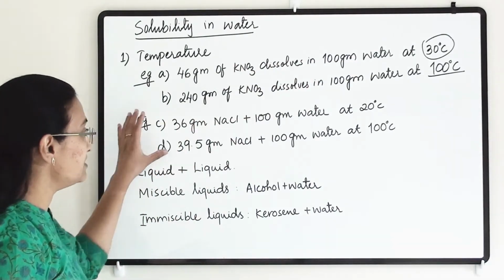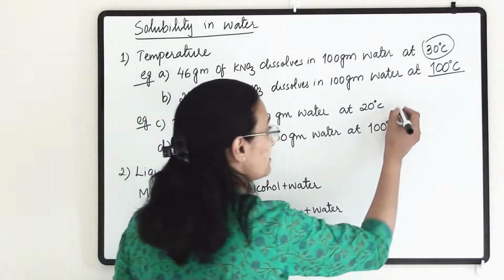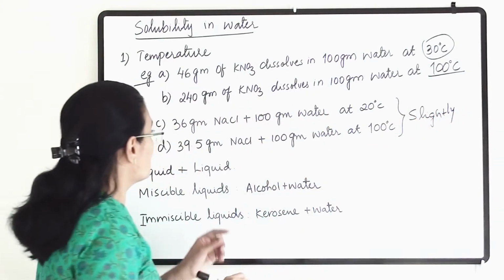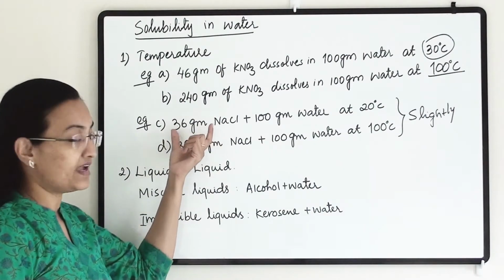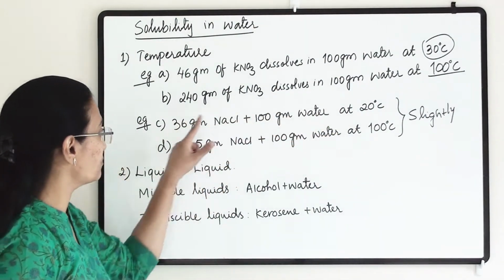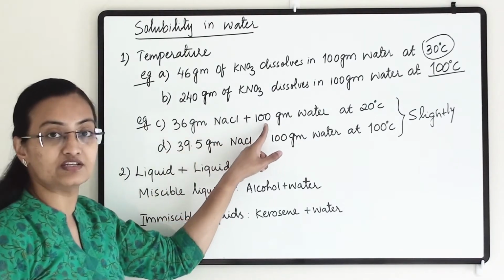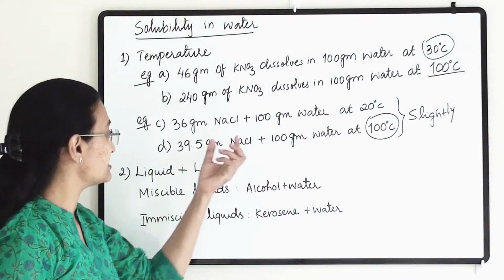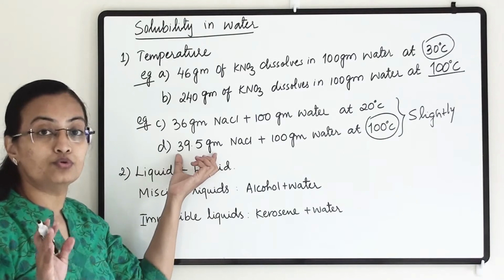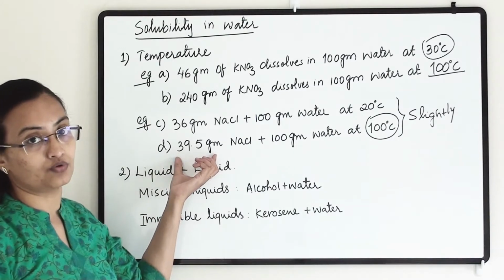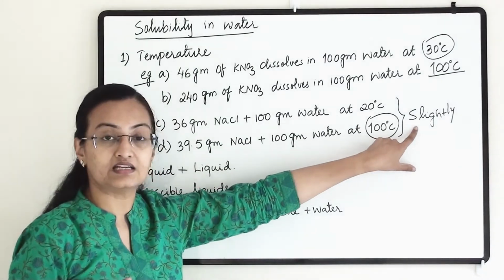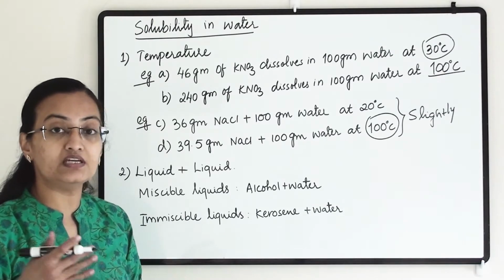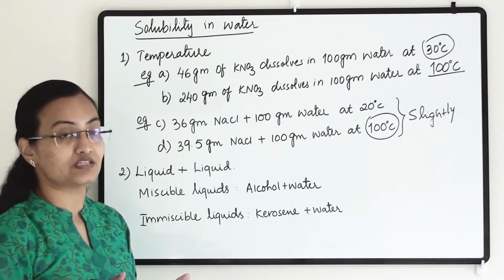In the second example, solubility is increasing only slightly even if we are changing the temperature. This is an example of sodium chloride, NaCl. At 20 degrees Celsius, only 36 gram of NaCl will get dissolved in 100 gram of water. But when we increase the temperature up to 100 degrees Celsius, it can dissolve only up to 39.5 gram of sodium chloride. So here we can see that solubility has increased slightly. So it depends upon the solute whether the solubility increases largely or slightly with temperature.